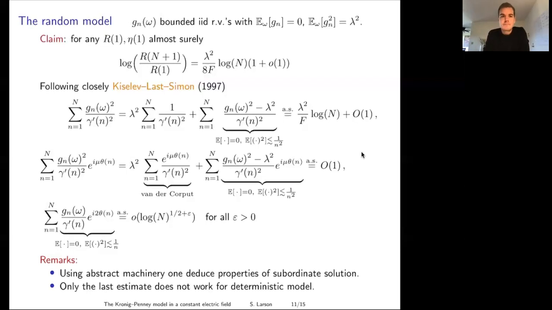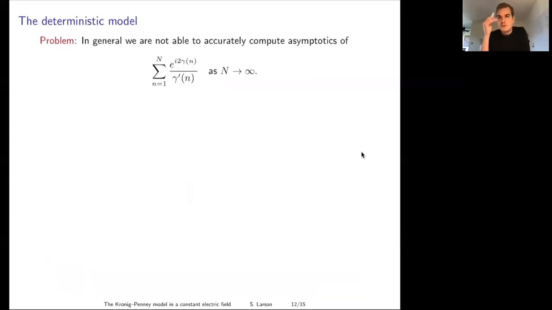Okay, so what do we need to do in the deterministic model? We need to understand these exponential sums. The problem is that we can't yet. Now, I've cheated a bit here. We should really understand them with theta instead of gamma, but heuristically, it's essentially the same. And we can't, that might just be me and Rupert not being technically efficient enough, but they are certainly difficult to understand on this full scale.